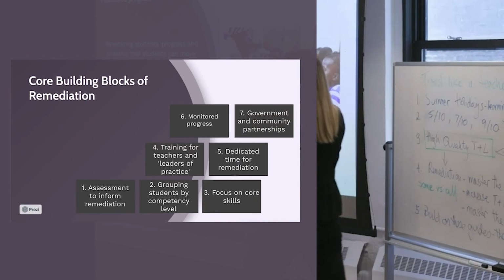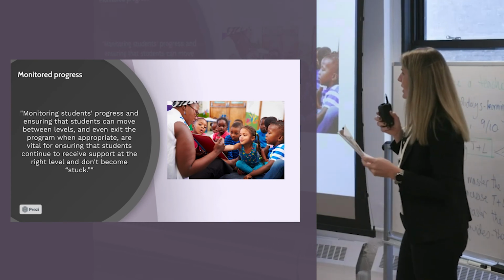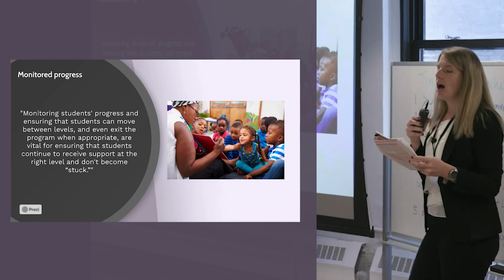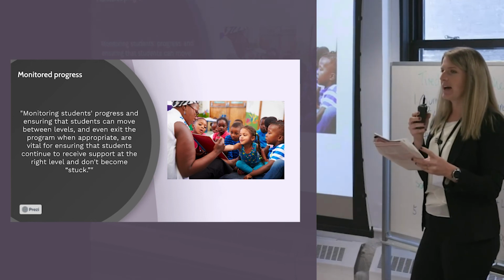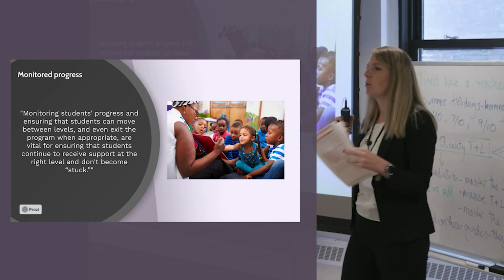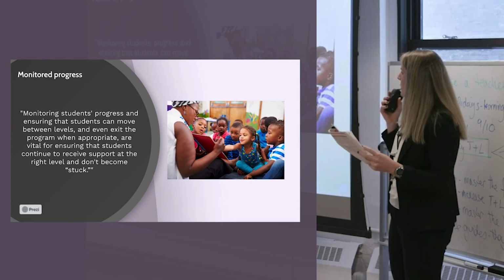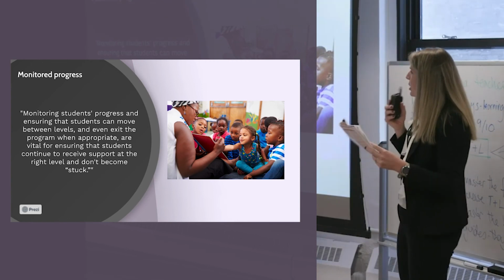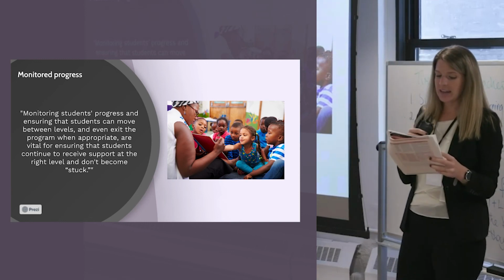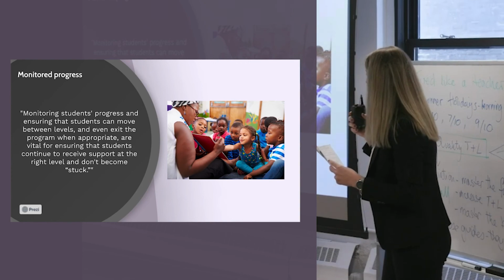Number 6 is monitored progress. The important thing I wanted to highlight about this building block is that it is important to monitor students' progress throughout, because we want them to have the opportunity to move levels and eventually graduate from a remediation program. We don't want them being stuck there the whole time. A good way to monitor progress is really vital for ensuring students continue to receive the support they need and at the right level. So that's building block number 6.